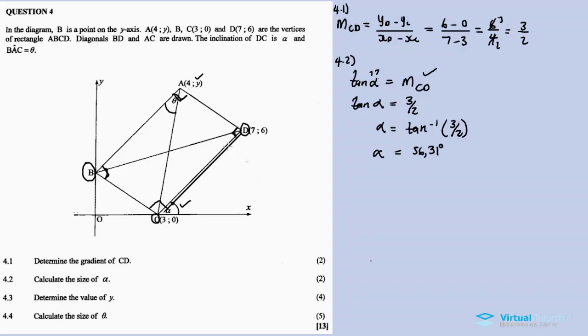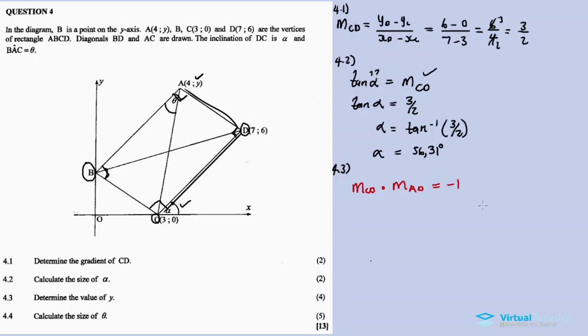So for instance, we are interested in finding the y coordinate. So we use the gradients for calculating the y coordinate. I need a gradient for AD in order to find y. Now the gradient of AD I can calculate since I have the gradient of CD, and these lines are perpendicular, and we know that when you multiply the gradients of perpendicular lines, you must obtain -1. So gradient CD times gradient AD, I must obtain -1.